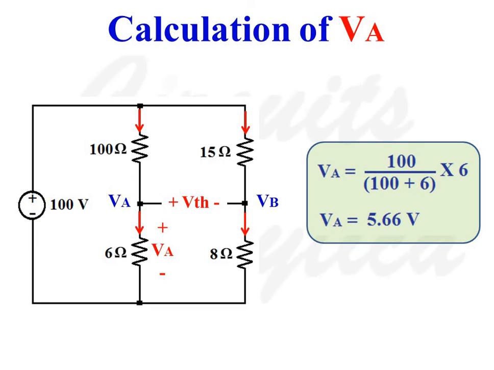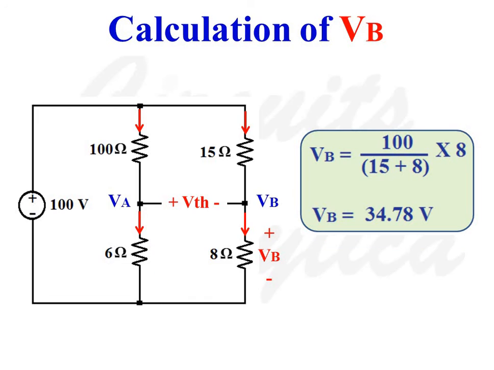VA is the voltage drop across 6 ohms resistance. So VA is equal to current flow through the series combination of 100 ohms and 6 ohms into 6. So we will get VA is equal to 100 divided by 100 plus 6 into 6. So VA is equal to 5.66 volt.